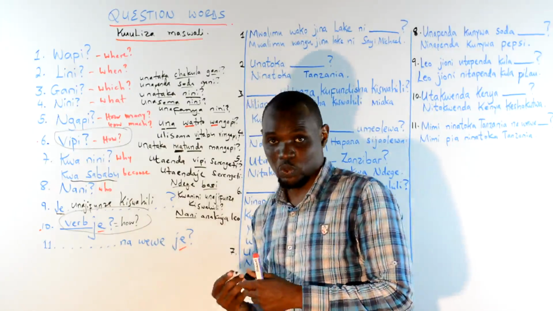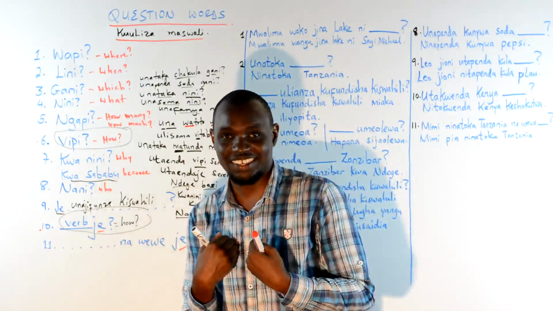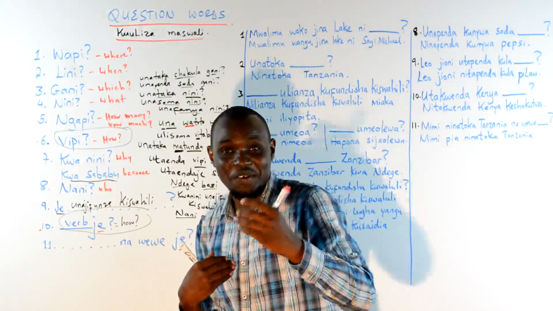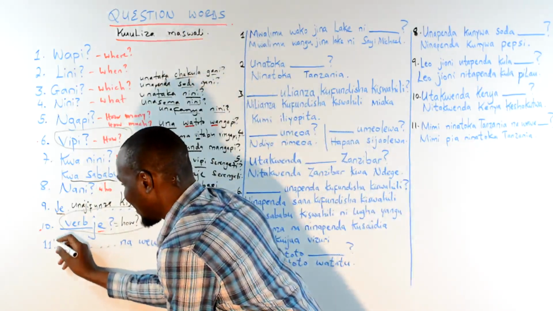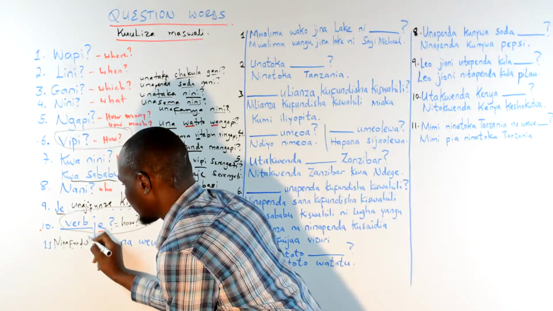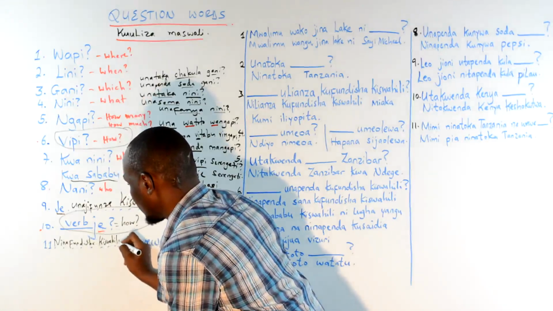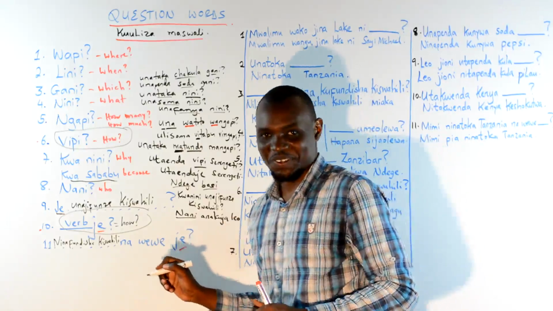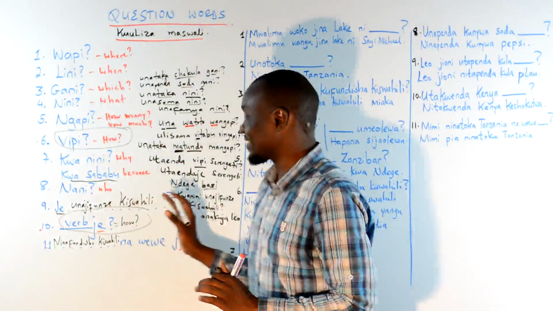Okay, what about you? Like, ninafundisha Kiswahili. Na wewe je? Ninafundisha Kiswahili. Na wewe je? I am teaching Swahili. What about you? Ninafundisha Kiswahili. Na wewe je? What about you? I am teaching Swahili. And what about you? So, I hope you understand.